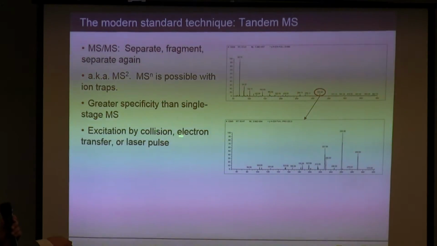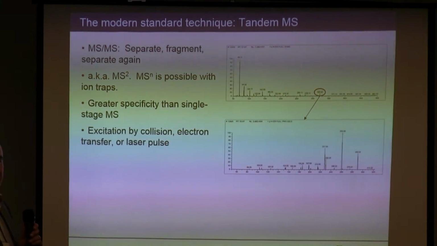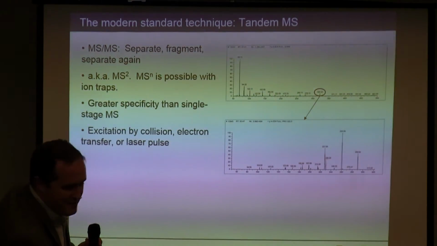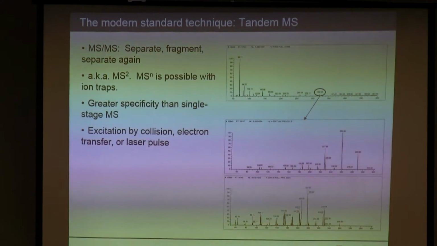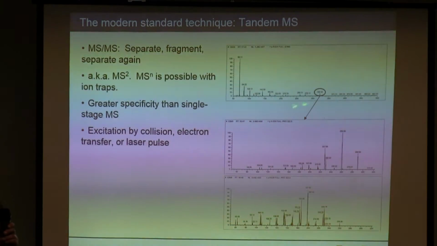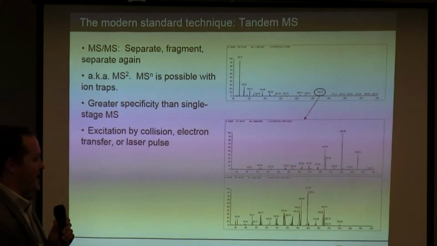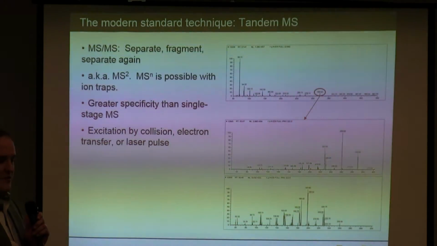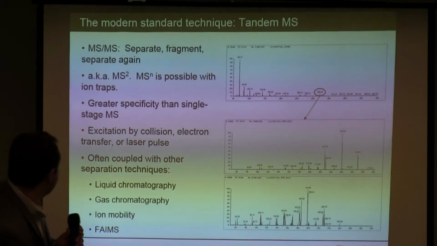Excitation is by collision, electron transfer, or laser pulse. Most common in the field is by collision. We ram these things into argon gas, excite them vibrationally and break them. That technique is dependent on collision energy. You have different spectra based on the different techniques, so that all has to be taken into account, typically by informatic approaches, trying to find the most likely match. If you're using a new technique and the database has an old one, that's really beyond the scope here.